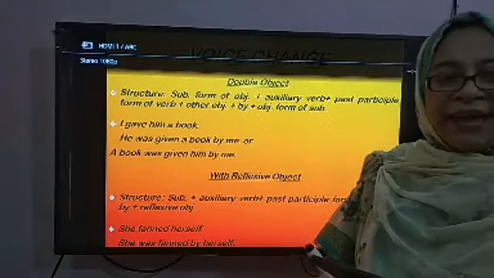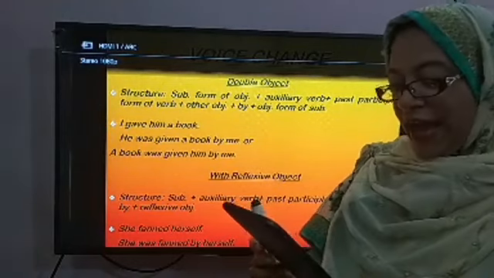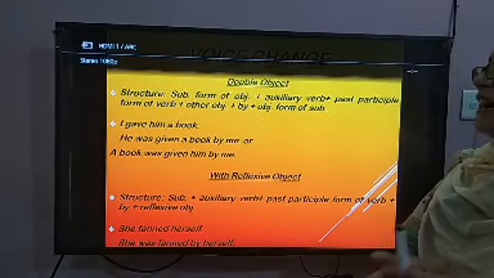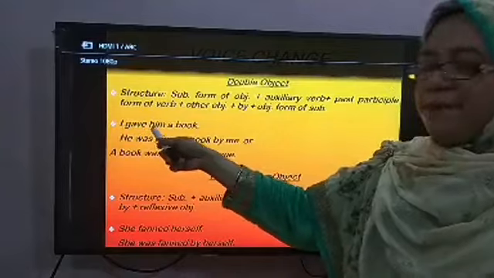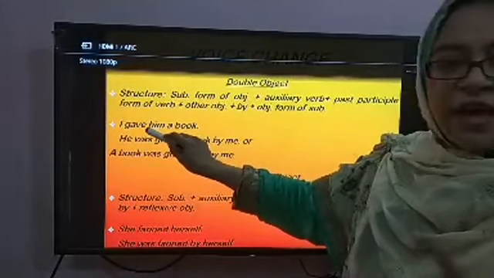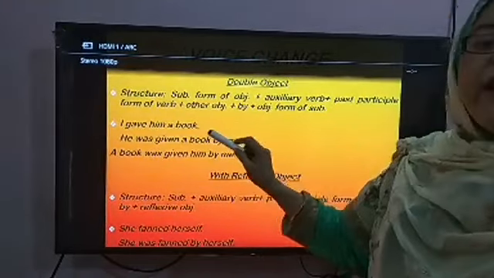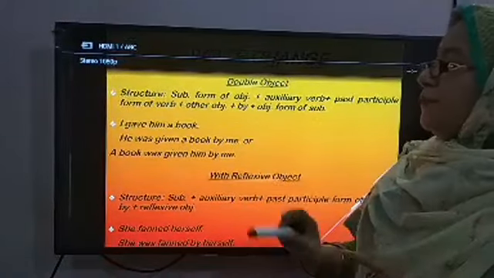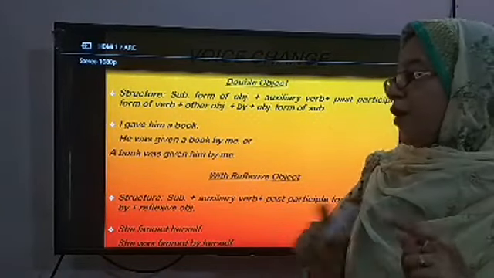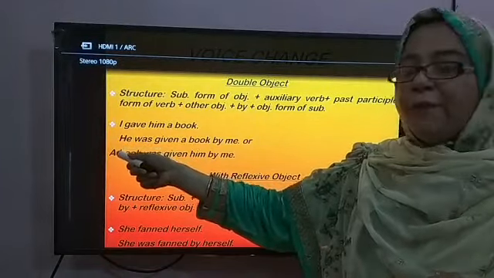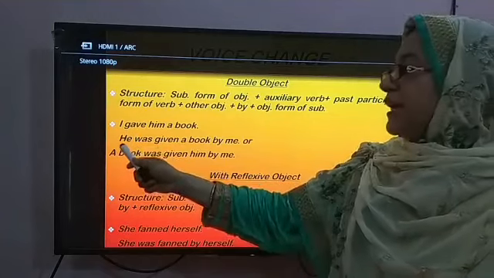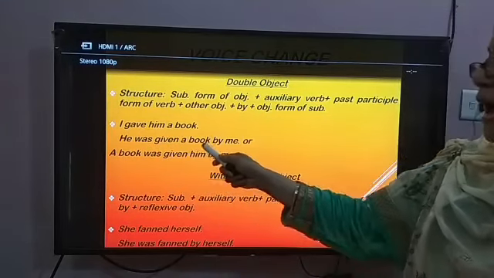After completing all the rules, I will again discuss the other rules. Look here. I gave him a book. Here you find him is one object and a book is another object. So we only use one object when we turn it into passive voice. At first I use he. He was. Why was? Because it is past form. Gave. He was given a book.